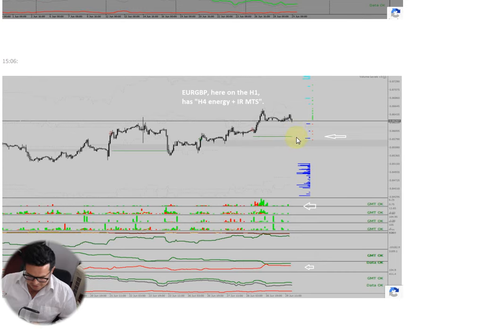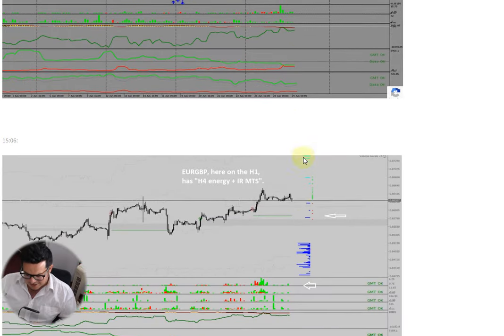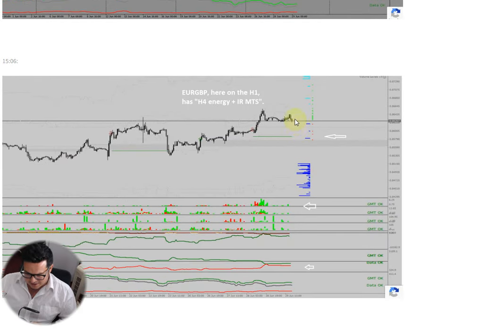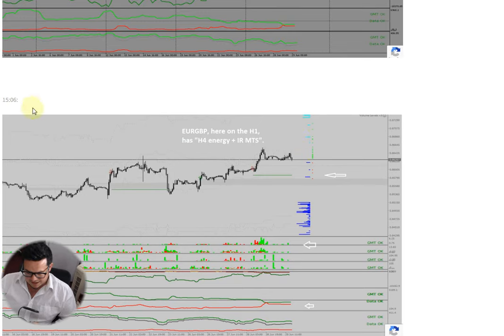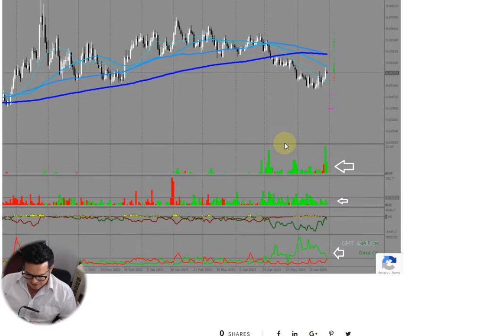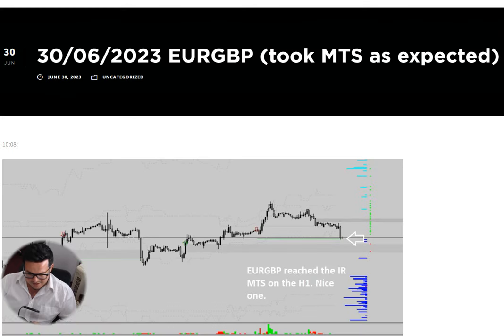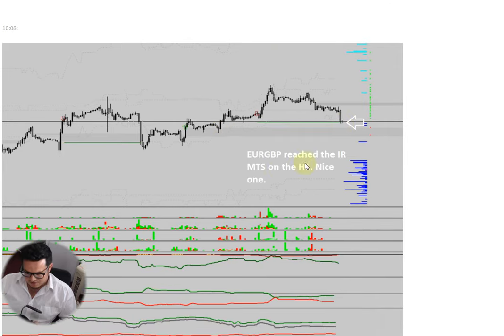And guess what? On the 1-hour chart, we even have an inner range medium-term stop target. So you have the 4-hour reversal energy plus the 1-hour chart inner range medium-term stop hunt target. This is, you guys said, high confidence. So a fantastic trade. Easy to predict. Like I wrote here at 6 past 3, Euro Pound on the 1-hour chart has 4-hour reversal energy plus inner range MTS and new longies. So we know that Euro Pound will go down and take it. Fantastic trades, textbook trade.